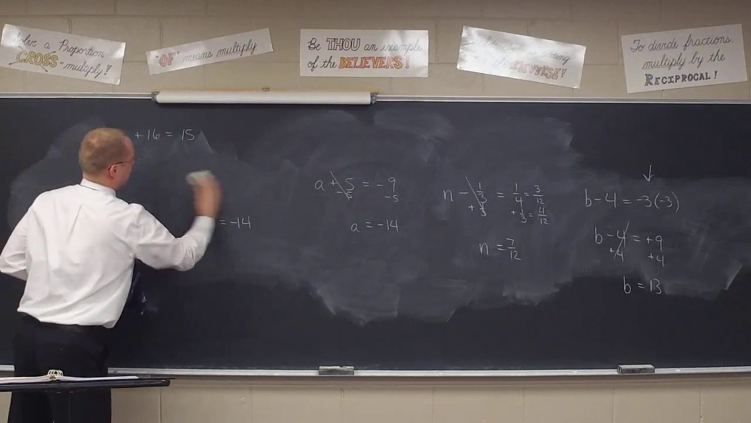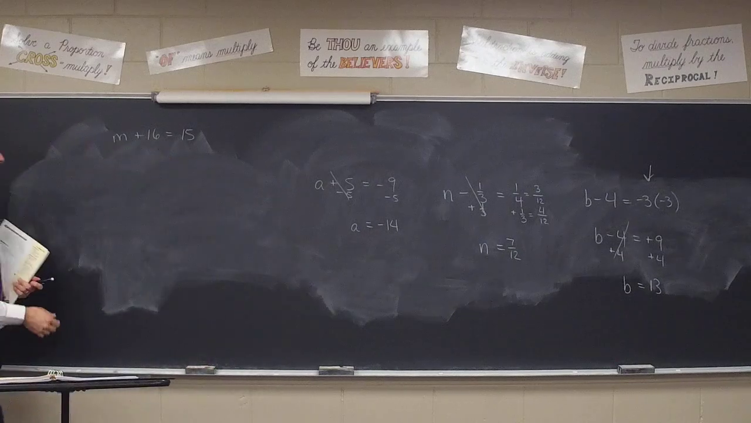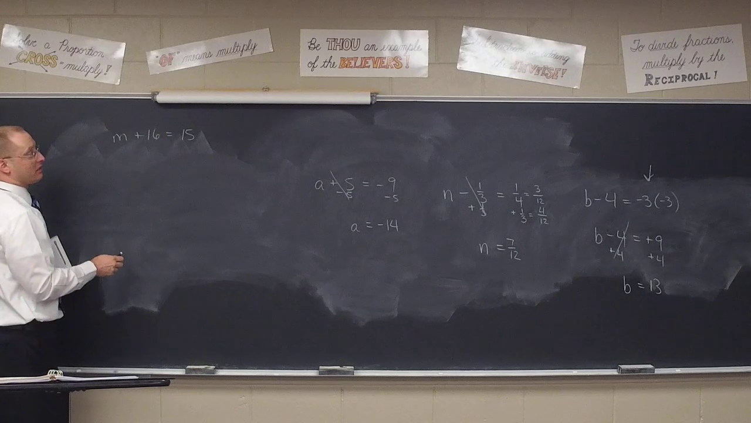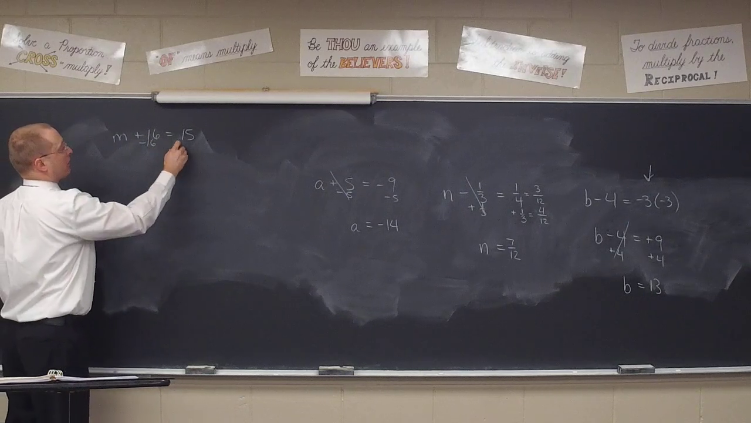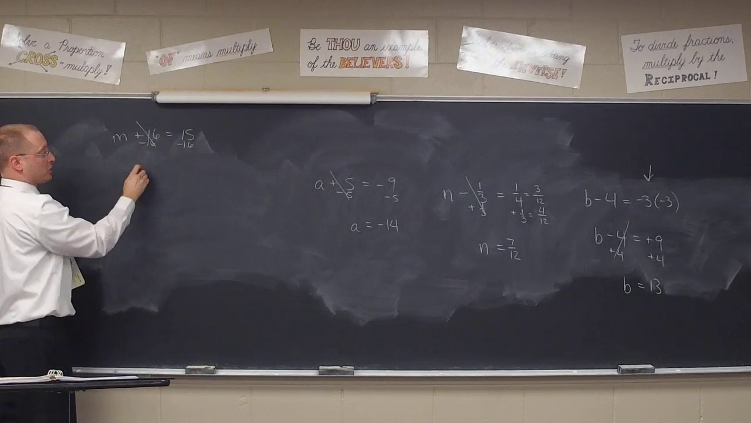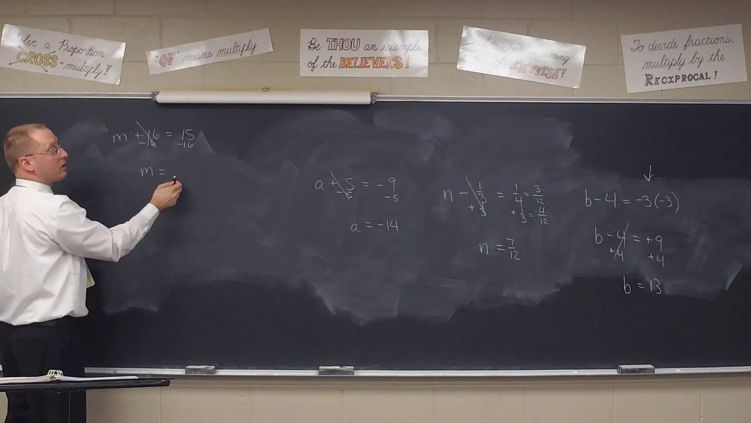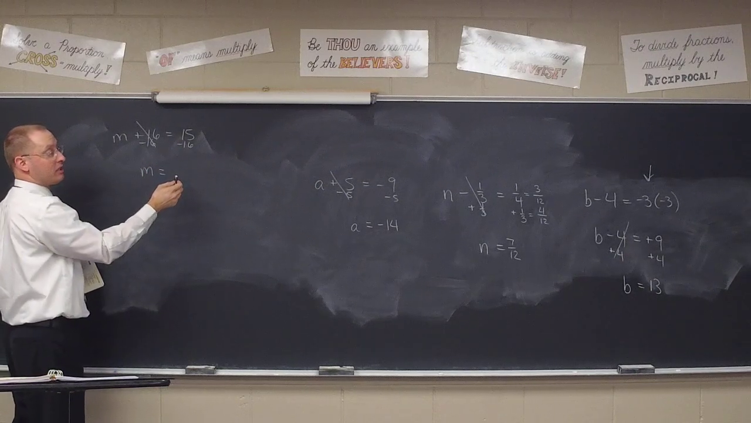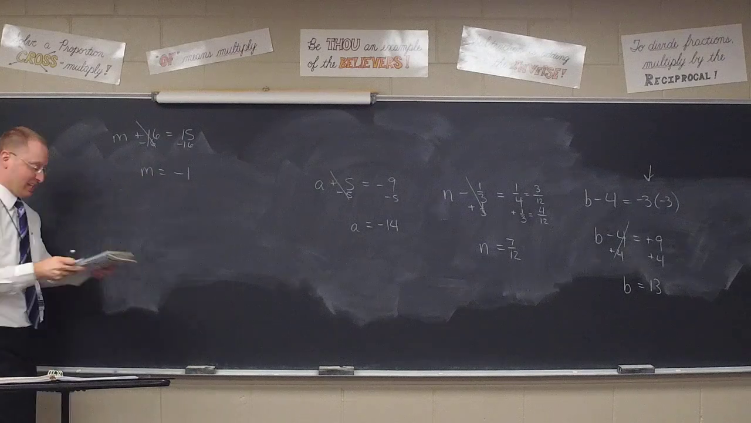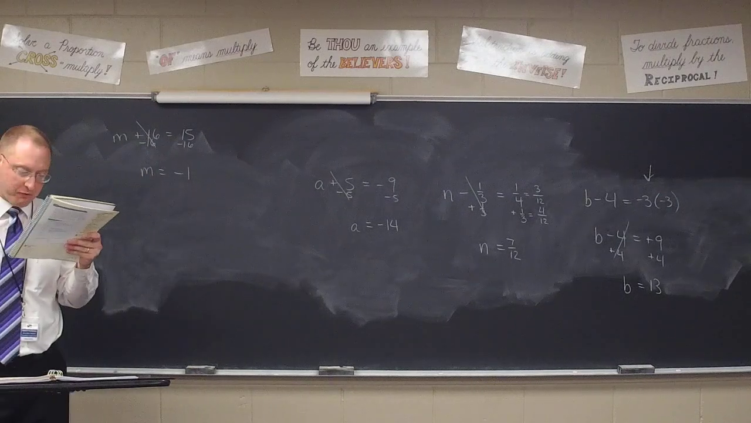Then we need to get the letter by itself. Michael, what do we do to get m by itself? We add the inverse. Which is? Negative 16. We're going to put a negative 16 on both sides. It cancels here to get m is equal to? 1. I mean, negative 1. Negative 1, good, because we keep the sign of the greater. Excellent.